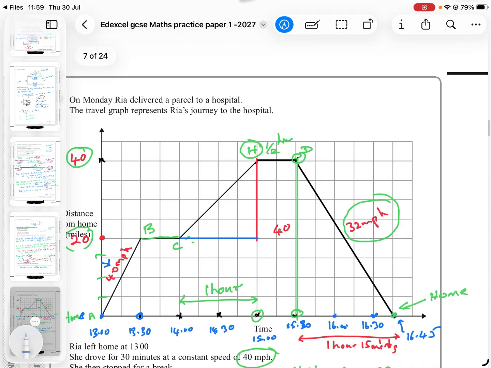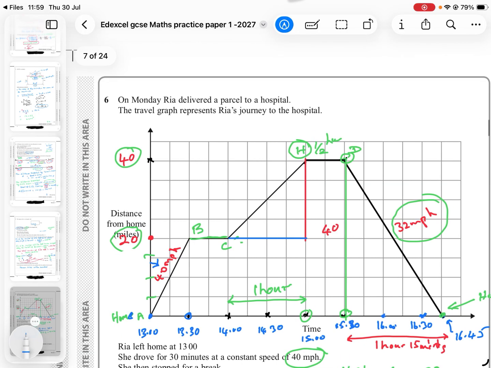Hi, I'm going to walk you through question 6. On Monday, Ria delivered a parcel to a hospital. The travel graph represents Ria's journey to the hospital.